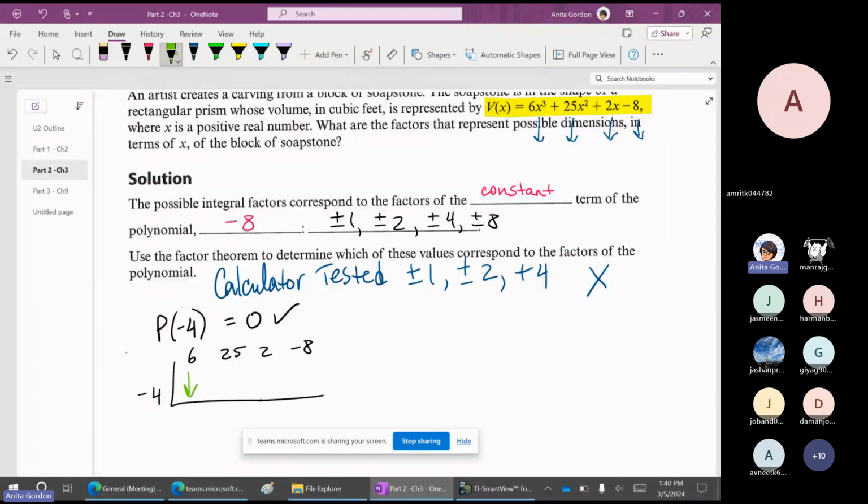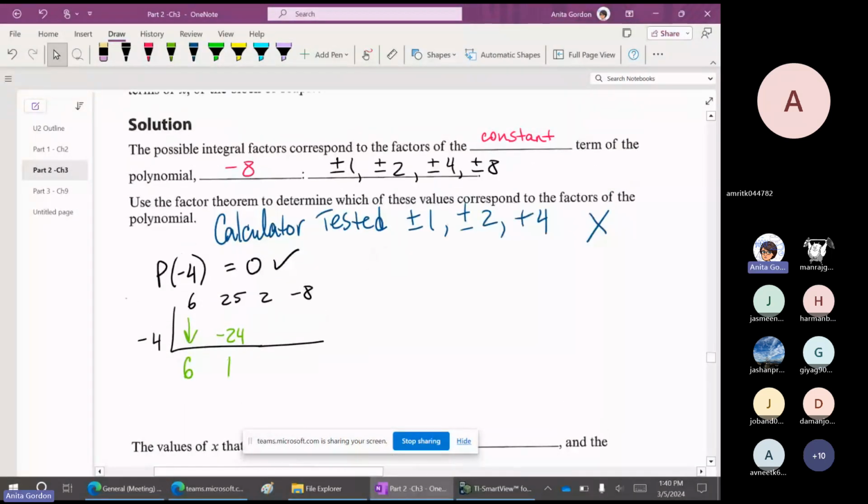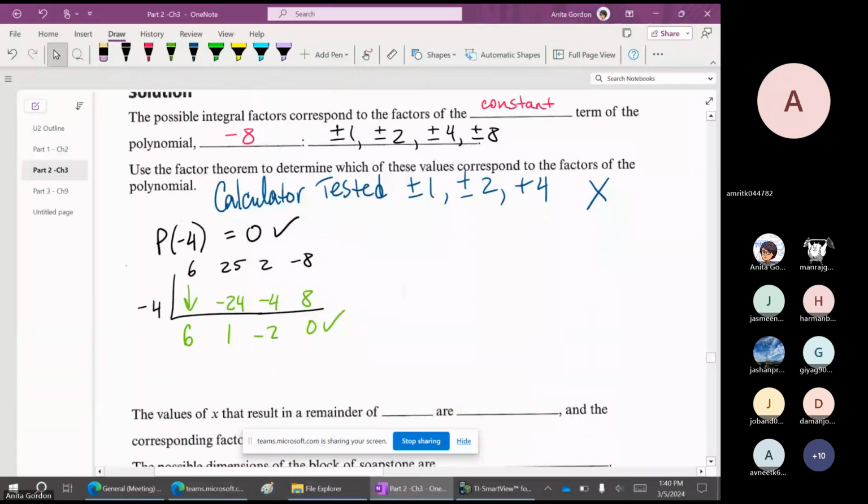Drop the first number. This is a 6. Multiply by the root. This is negative 24. Add them together. Multiply by the root. Add them together. Multiply by the root. Add them together. So for our volume, we can say x plus 4 is one of the dimensions, and then we have 6x squared plus x minus 2 for the other two.